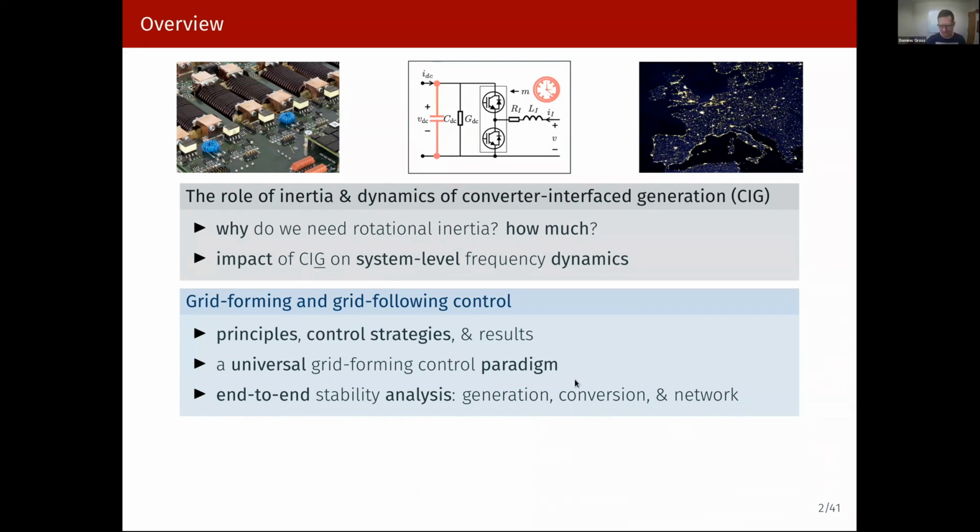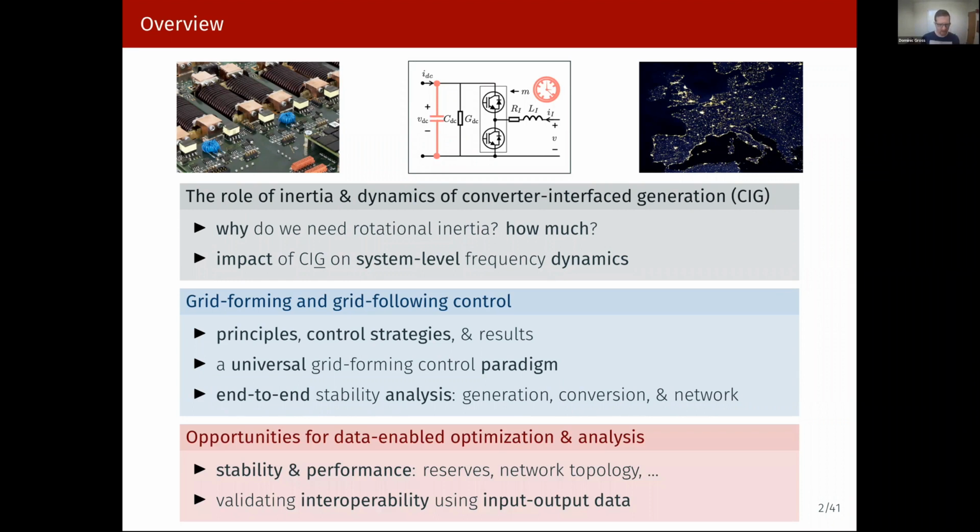And then that sets the scene for, at the very end, I have a few slides as to how can data enter into this picture? Can we leverage data to actually understand some of these things and to verify some of these stability conditions and to validate that the converter interface generation is actually doing what it's supposed to be doing based on measured data? Okay, so jumping into the first topic here.